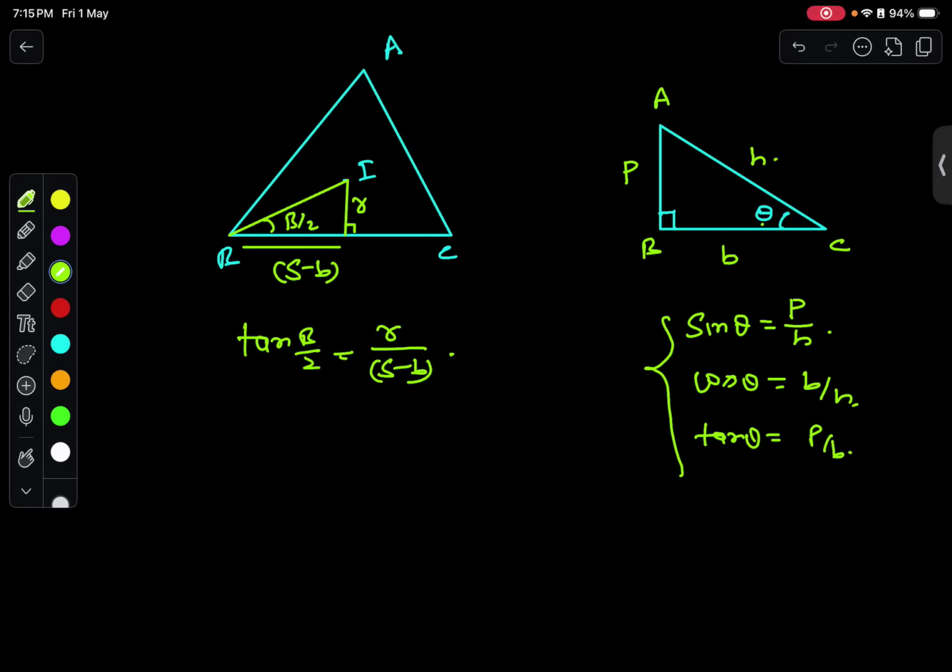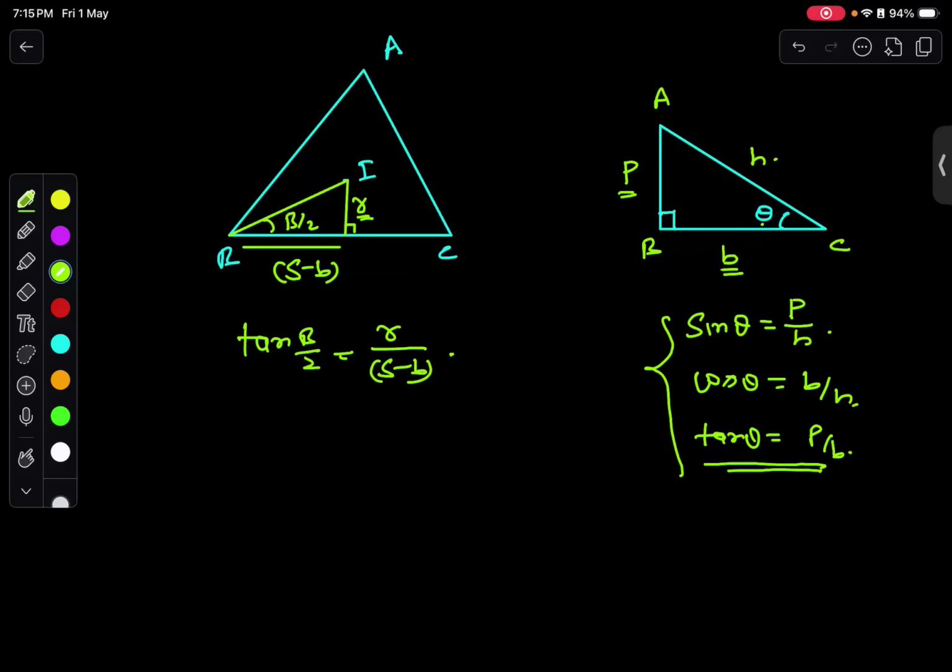So tan theta, tan B by 2, r is working as perpendicular, and s minus b is the base. So this is the base, this is the perpendicular. So we have to apply this tan theta. So I'm applying the tan theta. So these are the properties for the incircle, the basic properties of the incircle.